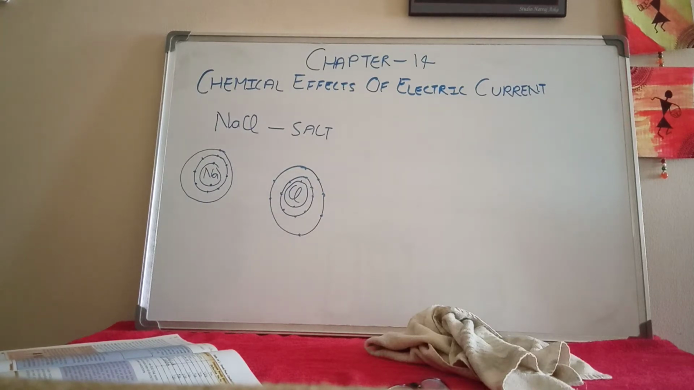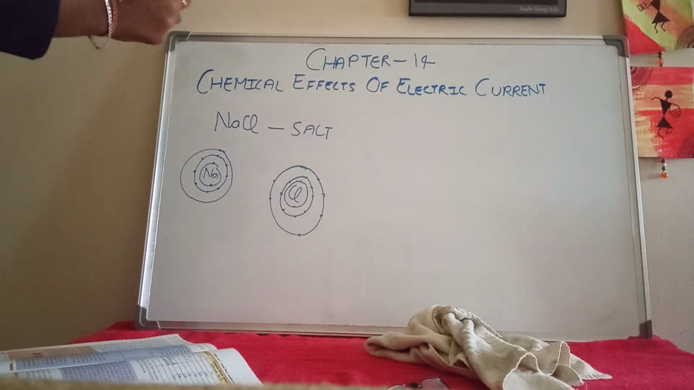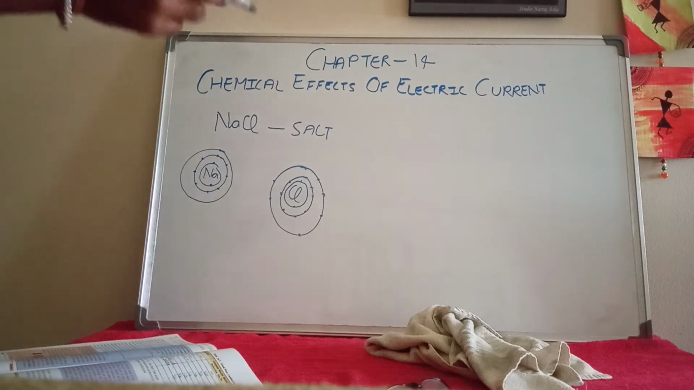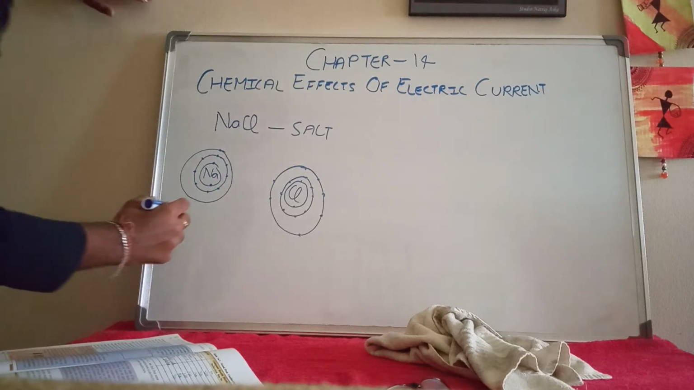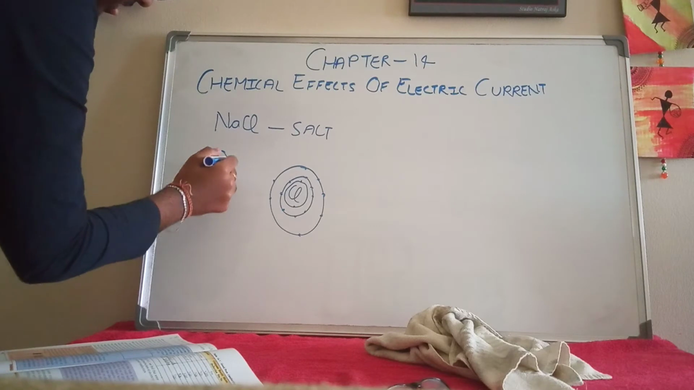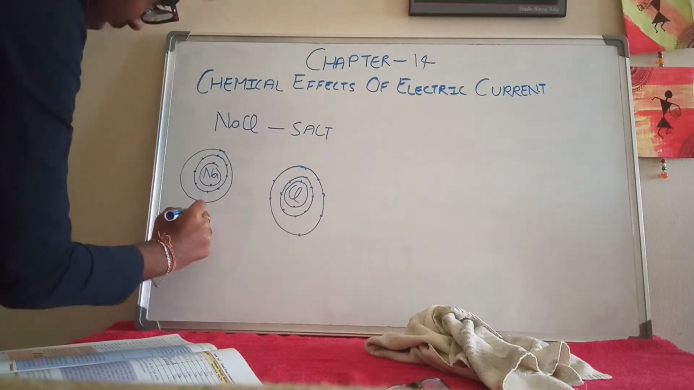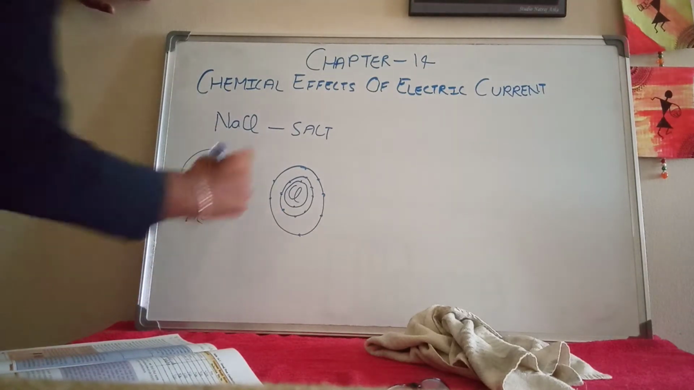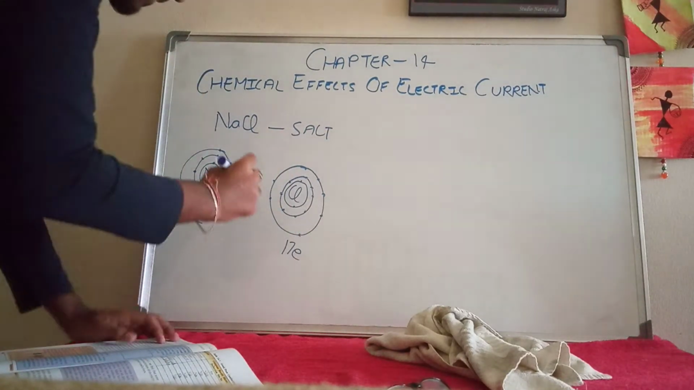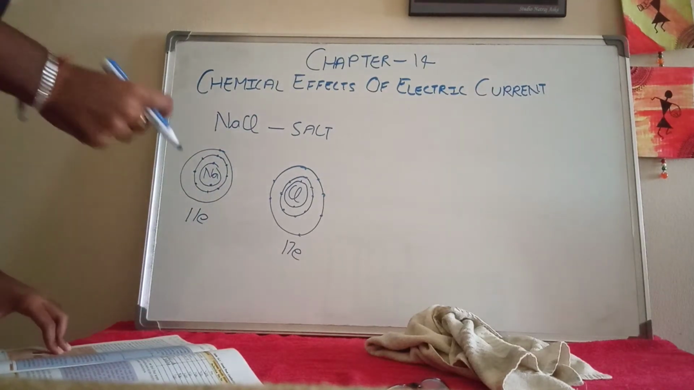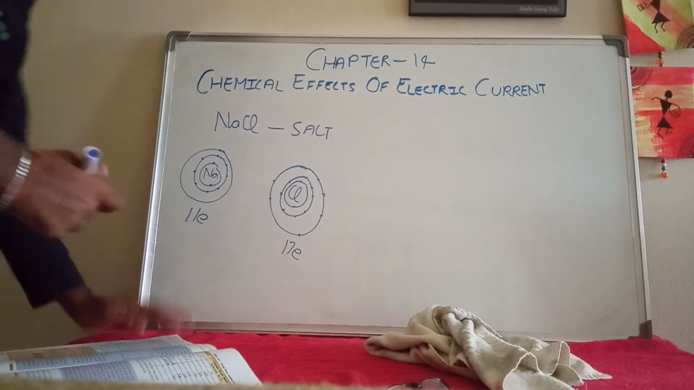In the Some Natural Phenomena chapter, we learned how a material gets a positive and a negative charge. It's the same thing with ions. The most common ionic compound, a material formed from ions, is NaCl. This is the diagram of Na. It has 11 electrons, and here Cl has 17 electrons.